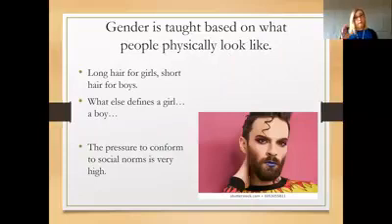So I just want to touch a little bit more on how gender is taught based on what people physically look like. And I found this picture as a way of kind of explaining, hopefully, to you some of the conflicts. So this is a person that has a beard. They've also got makeup on their eyes and purple lipstick. And oftentimes the lipstick and the makeup on the eyes is considered to be something exclusively for women, and a beard is usually exclusively for males.